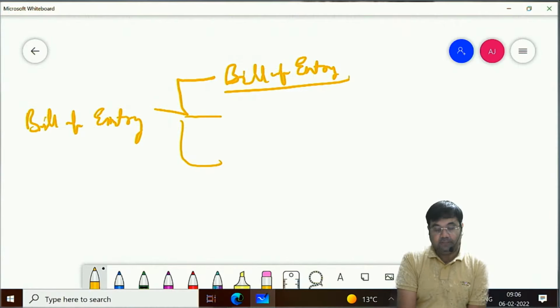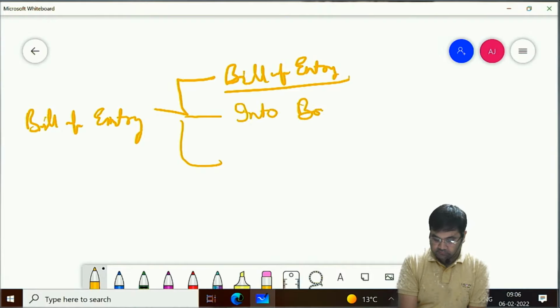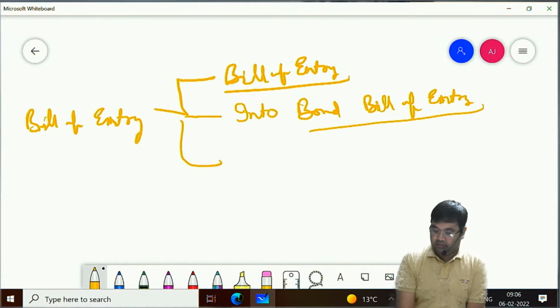Then in case such a person is opting for warehousing, then he needs to give an into-bond bill of entry. Why is it called into-bond bill of entry? I explained to you that in case of warehousing, the importer is not going to pay the taxes. He is going to pay when he clears it for home consumption. So that's why the government's interest needs to be protected.